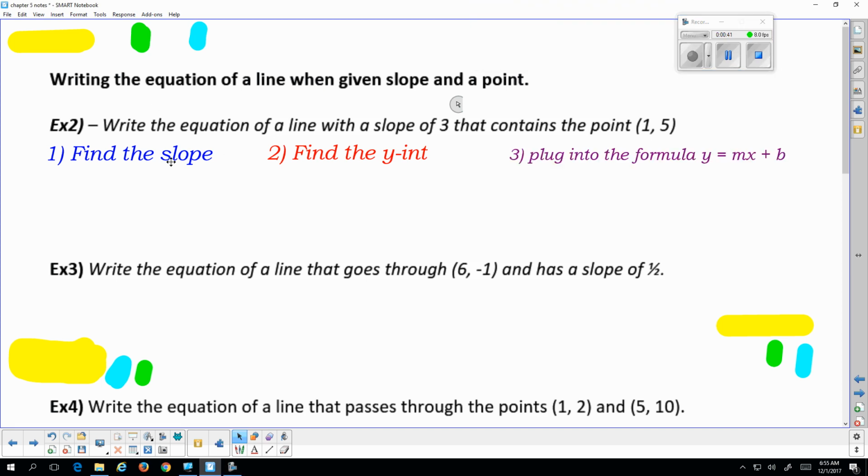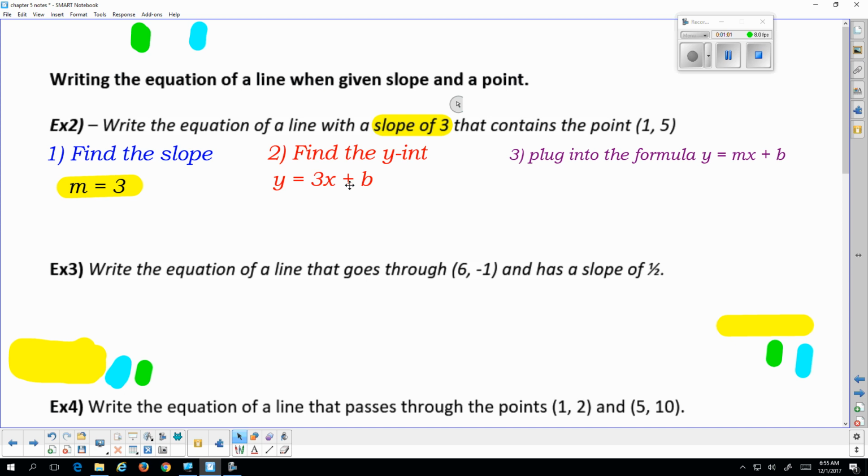Okay, so the first part is finding the slope, but if you see, this actually made it easy for us. It said slope of 3. So the first part is already done. The slope is 3. Now in the second part, y-intercept, it doesn't give us the y-intercept at all. Okay, so here's the problem.